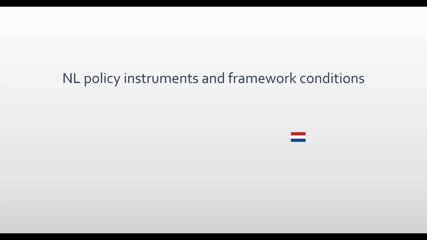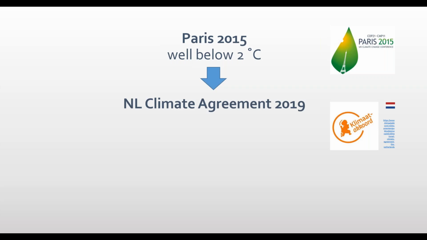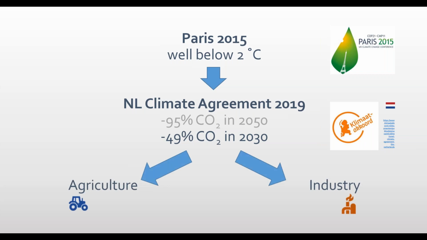to try. So let me sketch a little bit of the energy policy context. You are all aware of the Paris agreements. And what we did in the Netherlands, we basically translated the Paris agreements into a national climate agreement. And that climate agreement was agreed upon last year. And the goals agreed upon were a reduction of 95% in 2050. And that is, I think, the even more ambitious one. Also a reduction of almost 50% of CO2 emissions in 10 years from now, in 2030.